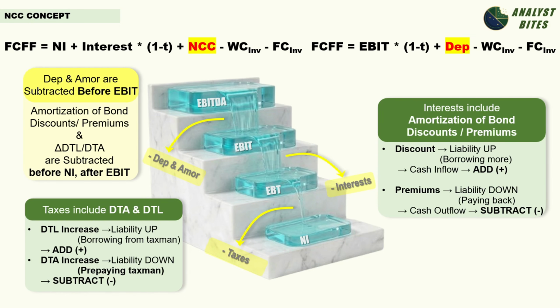Why? Same exact logic. FCFF belongs to both shareholders and creditors. Look at the waterfall. EBIT is above interest, so it never deducted it. No need to add it back. Net income, however, already subtracted the creditor's interest, so we have to add it right back in.